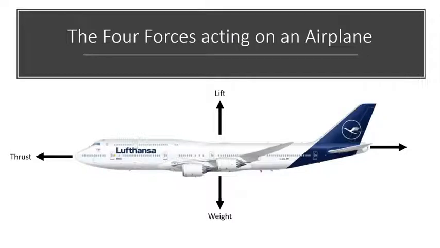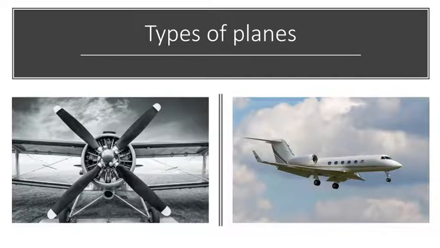Different types of planes have different ways to generate the lift and thrust needed to fly to the required altitude and then cruise at it. The two major types of planes are jet planes and propeller-driven planes. Lift and thrust are generated in different ways in each one of them.